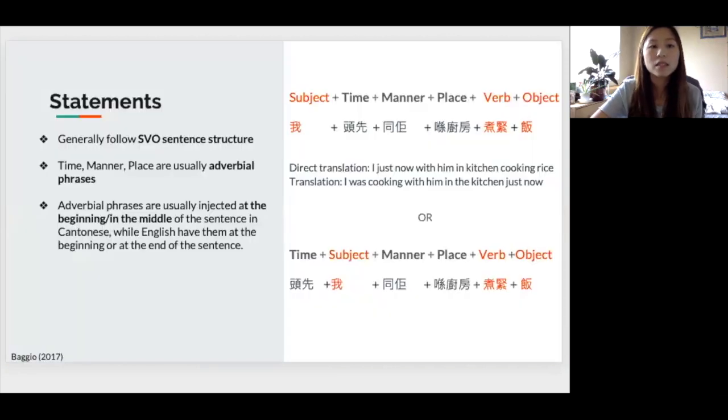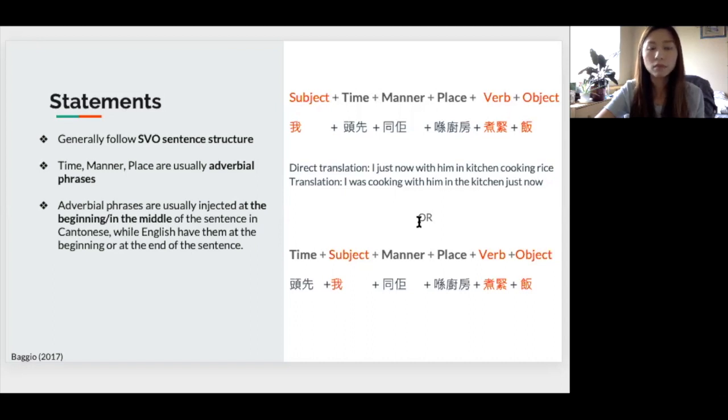In Cantonese, statements usually follow SVO structure, and in order to convey the message effectively, we need to add more information in the sentence with multiple adverbial phrases. As you can see on the right side in here, these two sentence structures are the most basic and commonly used structures in daily conversation. Keep in mind that there are many variations and exceptions in Cantonese sentence structures, but today we're only focusing on these two.